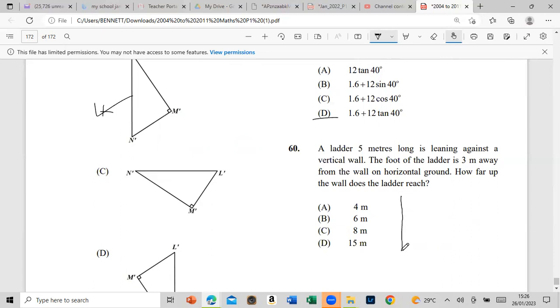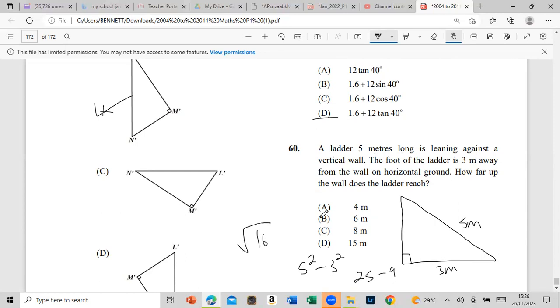So let's say this is our wall. The ladder is 5 meters, so the 5 is supposed to be here, and this is 3 meters. This angle is 90 degrees, so it's actually 5 squared minus 3 squared. That's 25 minus 9, which is 16. And then we find the square root of 16, which is 4.